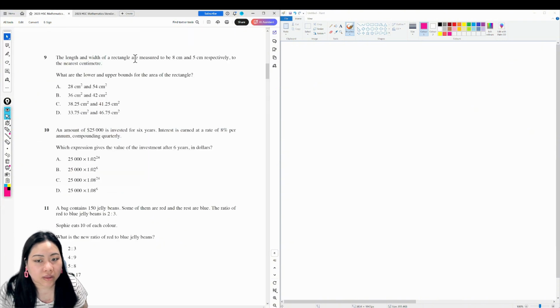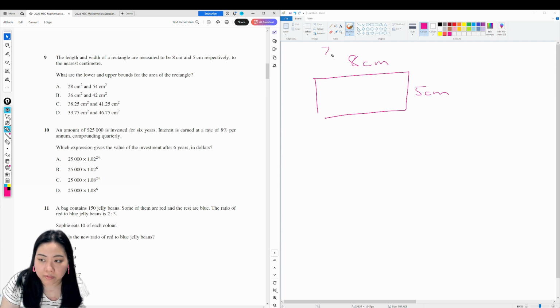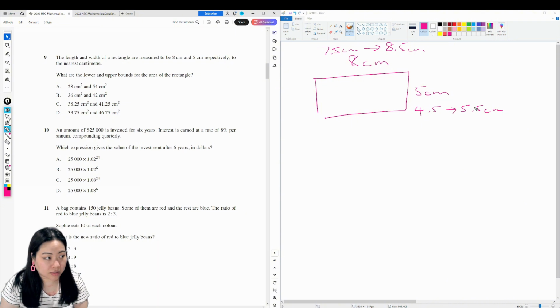Question 9. The length and width of a rectangle are measured to be 8 centimeters and 5 centimeters respectively to the nearest centimeter. What are the lower and upper bounds of the area of the rectangle? Let's draw this out. So a rectangle with 8 centimeters and 5 centimeters. To the nearest centimeter, that means it could have ranged from 7.5 centimeters all the way to 8.5 centimeters. Same with this one, it ranges from 4.5 to 5.5 centimeters because it was rounded to the nearest centimeter.